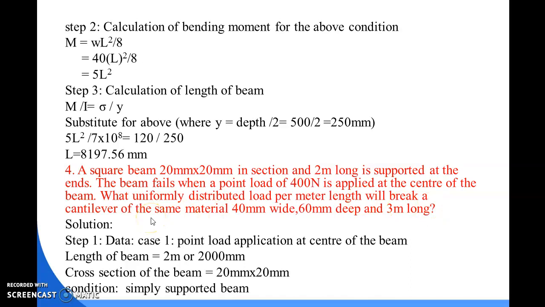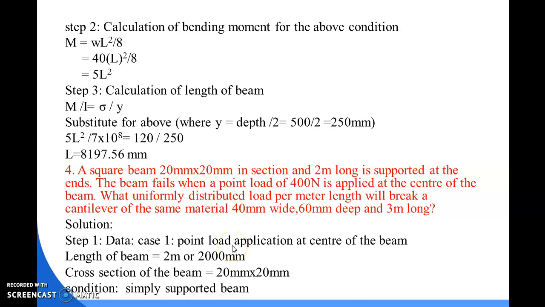first of all, we should write down the data given in step 1. Here two types of beam are there. The first one is the simply supported beam and the second one is the cantilever beam. But the material used for the beam is the same. Hence we can say the stress value, that is the value of sigma, will be the same for both the beams.